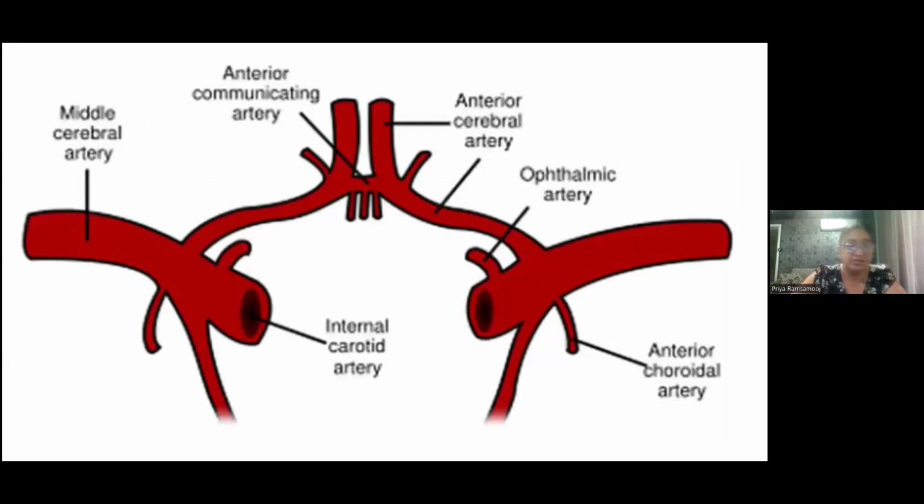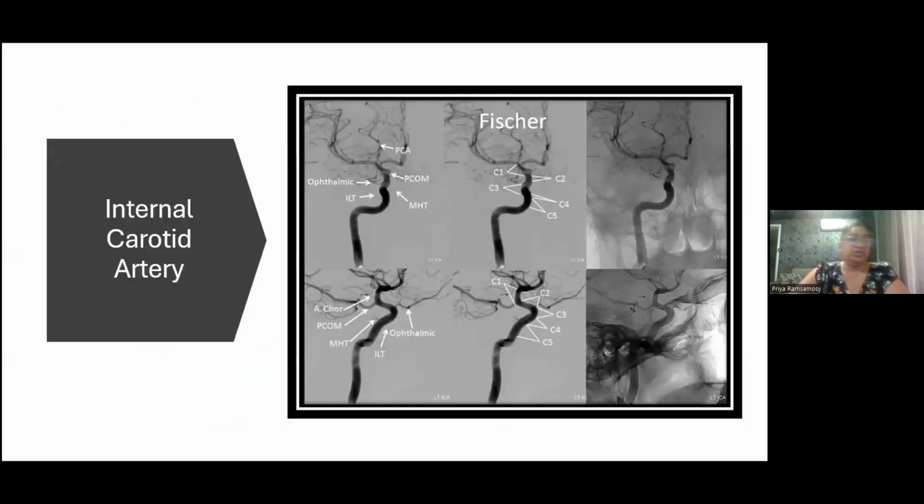Just so that we're all clear, we all know the circle of Willis, but this is the part of the circle we're going to talk about tonight: the internal carotid, middle and anterior cerebral branches, anterior communicating, ophthalmic, and anterior choroidal artery. So, big bad boy, the internal carotid artery. There have been several classifications, and historically, one of the first was the Fisher classification, which is really no longer used.